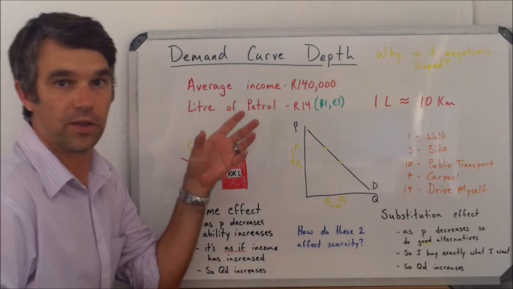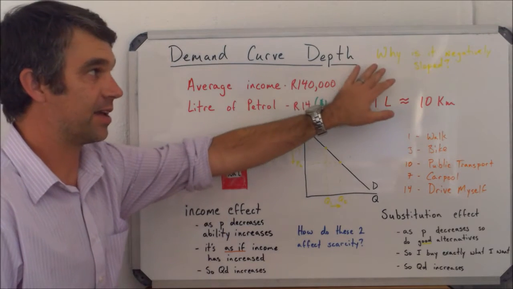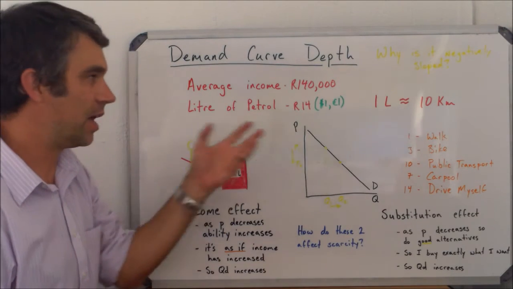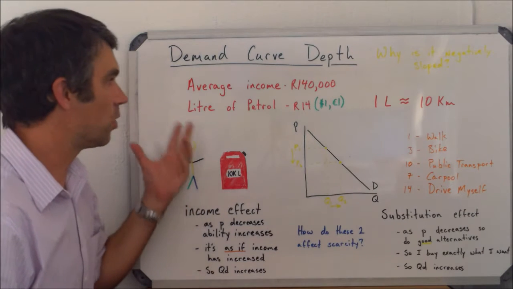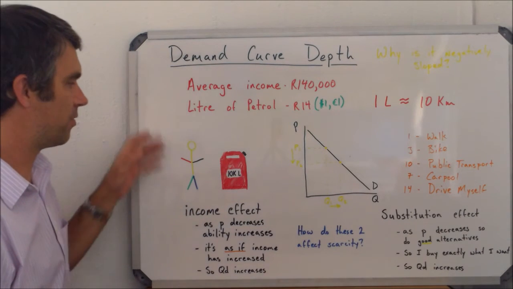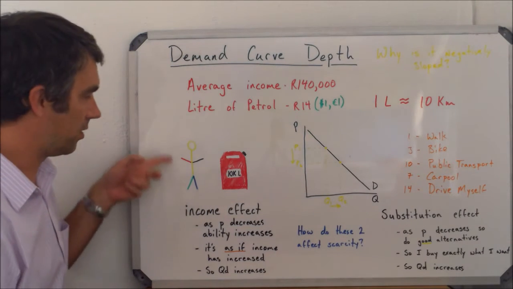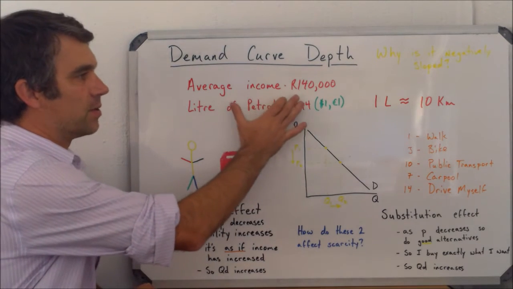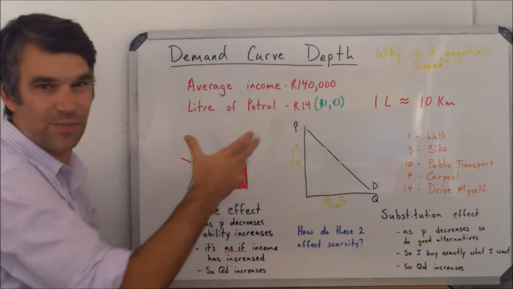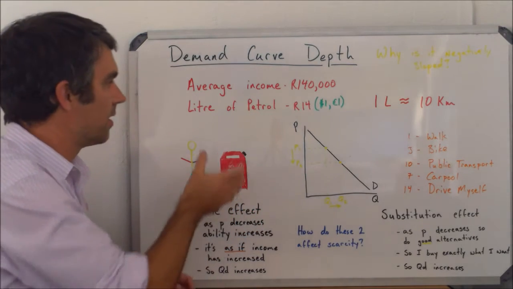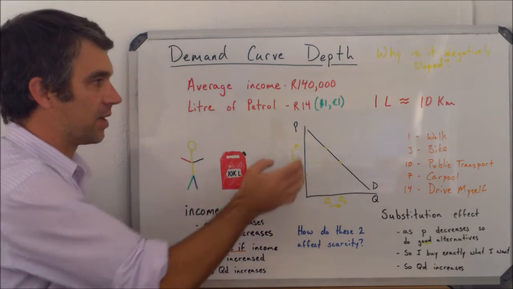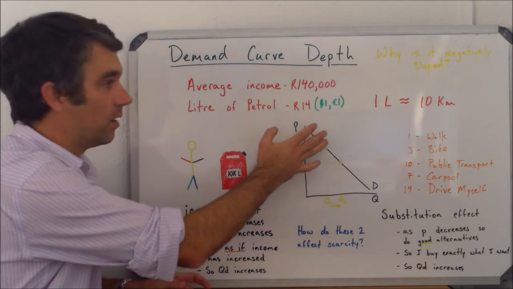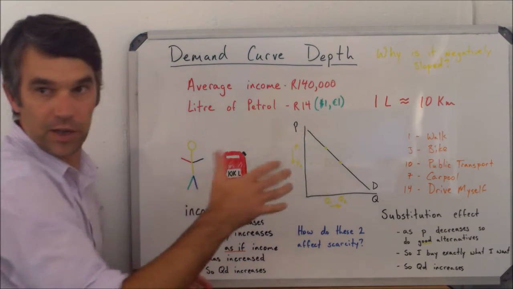When we take a deeper look at the demand curve and try to understand why it has a negative slope, it helps to think of an example. So what I'm going to set up here is we're going to talk about the average South African. You see they're colored in the colors of the South African flag. And their average income is about 140,000 Rand, so that's about $10,000. A liter of petrol here in South Africa costs about 14 Rand per liter, which is about $1, €1, right around there.